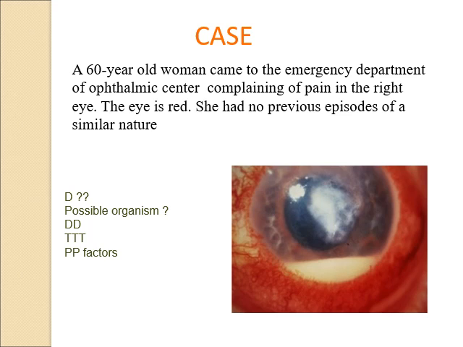What is the most probable organism causing hypopyon ulcer? What is the treatment of hypopyon ulcer? What is the differential diagnosis of acute red painful eye? What is the differential diagnosis of acute red painful eye with diminution of vision?